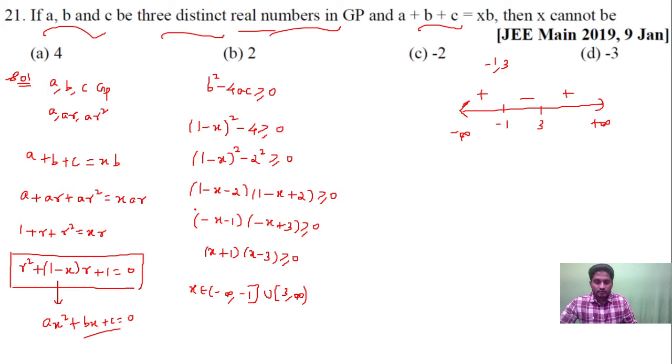The value of x cannot be 2. 4 lies in this interval, 2 doesn't lie in this interval. So the value of x cannot be 2. Minus 2 lies in this interval, minus 3 also lies in this interval. So the value of x cannot be 2. Let's move to the next question, guys.